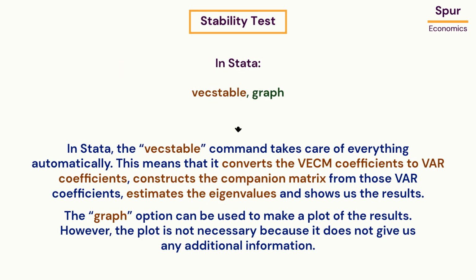In Stata, the vecstable command takes care of everything automatically. This means that it converts the VECM coefficients to VAR coefficients, constructs the companion matrix from those VAR coefficients, estimates the eigenvalues and shows us the results. The graph option can be used to make a plot of the results. However, the plot is not necessary because it does not give us any additional information.